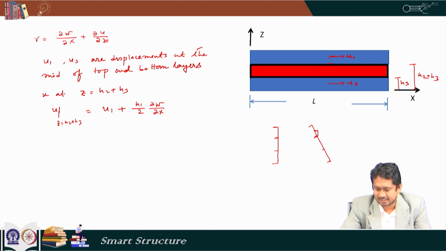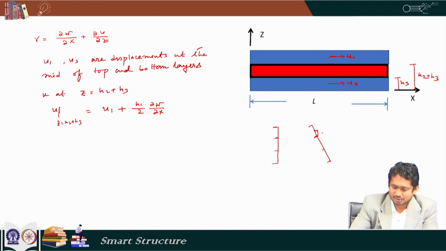height, and this height is our H1 by 2. Now, because we are going towards negative z, we are adding it, because we know that u as we go up along the z direction is minus z into del w by del x. Here we are going in the downward direction, so this quantity is additive. So, we have u1 plus h1 by 2 into del w by del x.